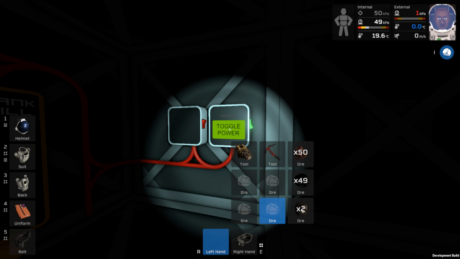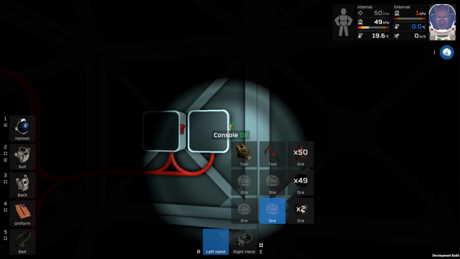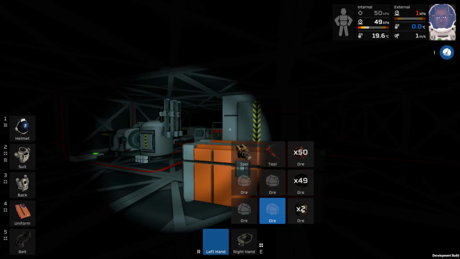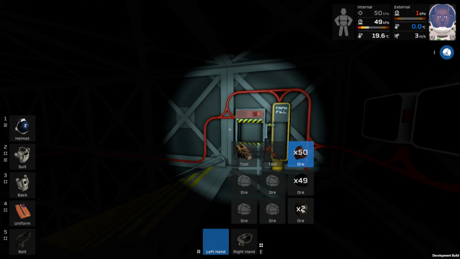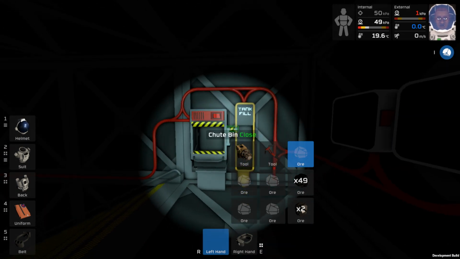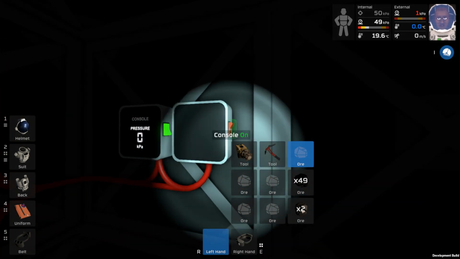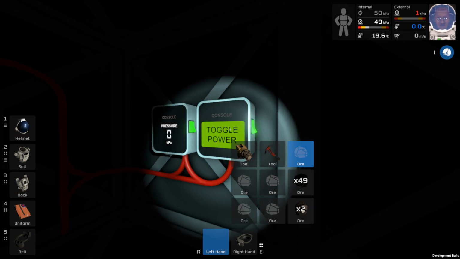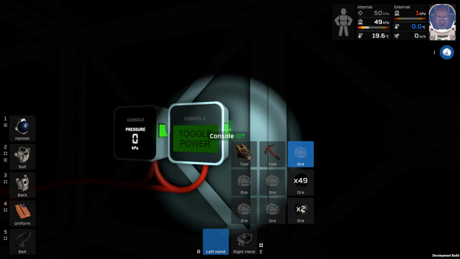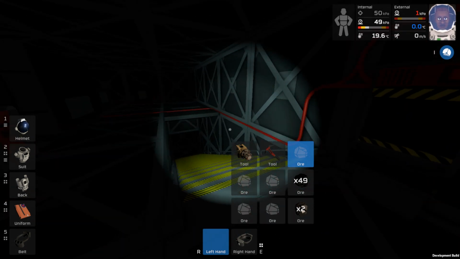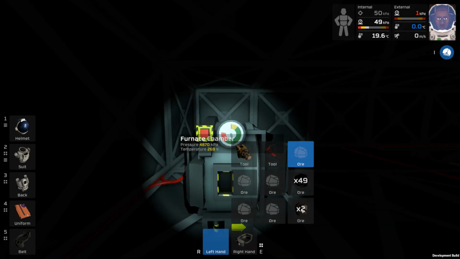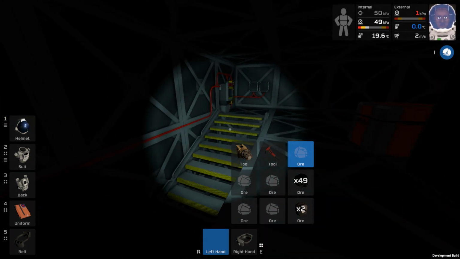Okay, and then pressure down to zero, good. Pressure down there is still zero. Okay, perfect. Still zero. Shouldn't be, but it is.